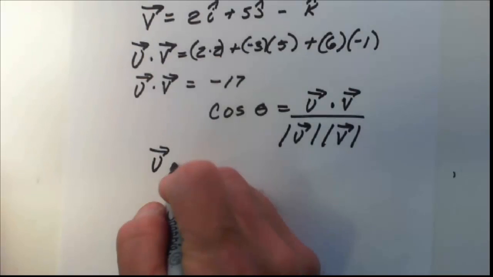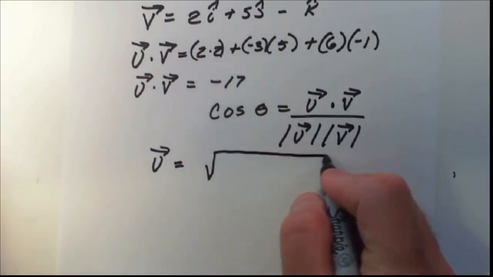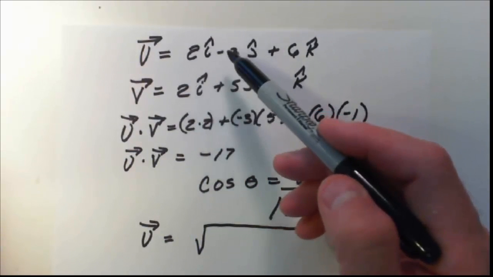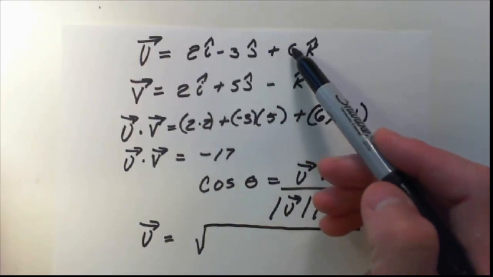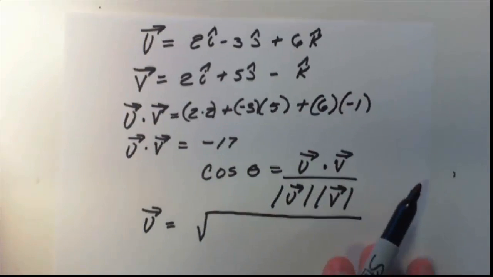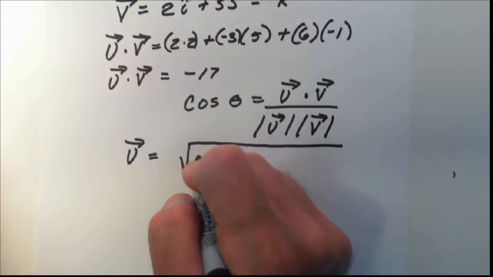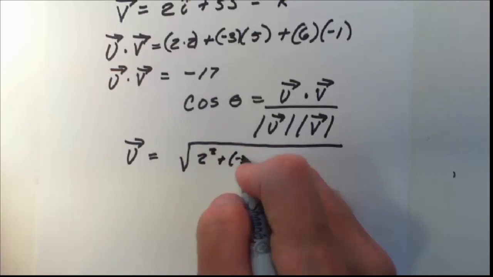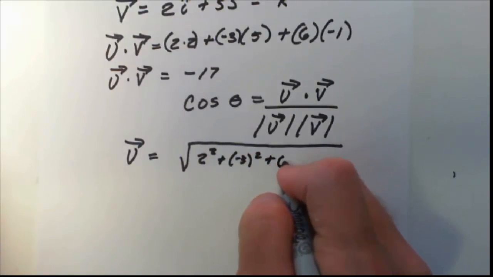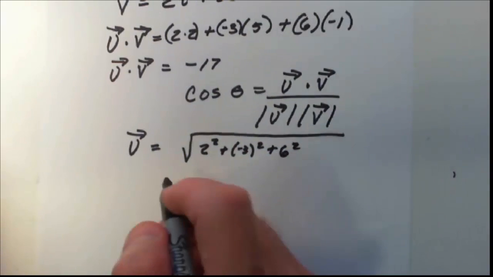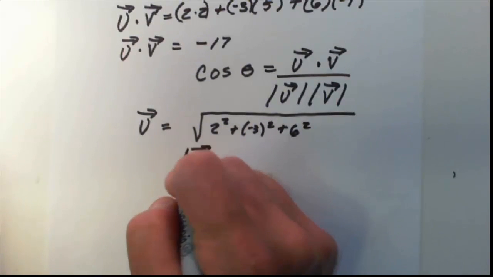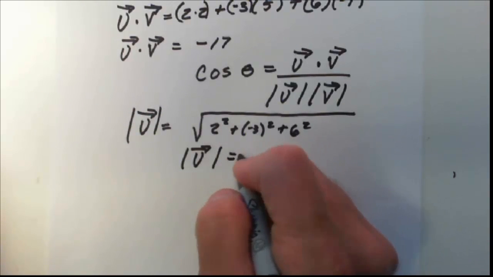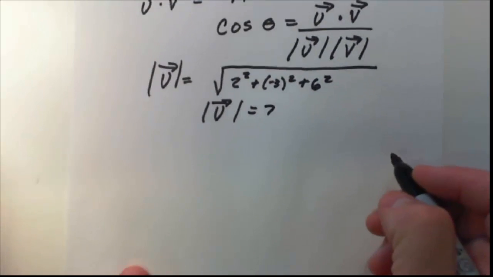The magnitude of u is going to be defined as the square root, and all we have to do is come back up here. We're going to take 2 squared plus negative 3 squared plus 6 squared, and we're going to take the square root of that. When we do that, we will find that the magnitude of u is going to equal 7.